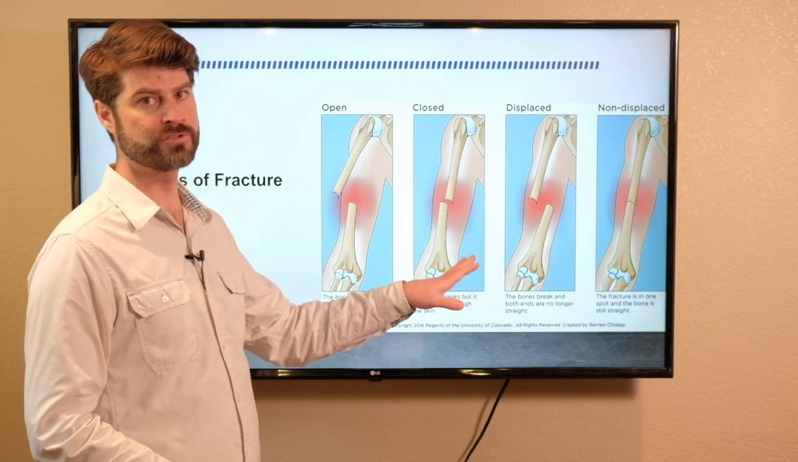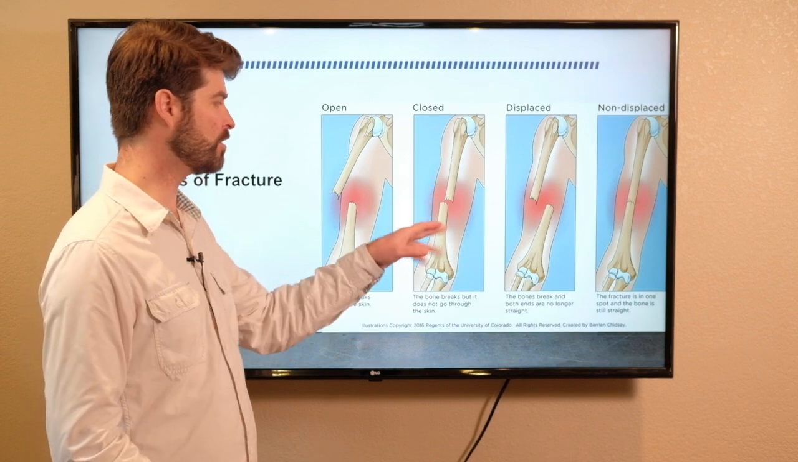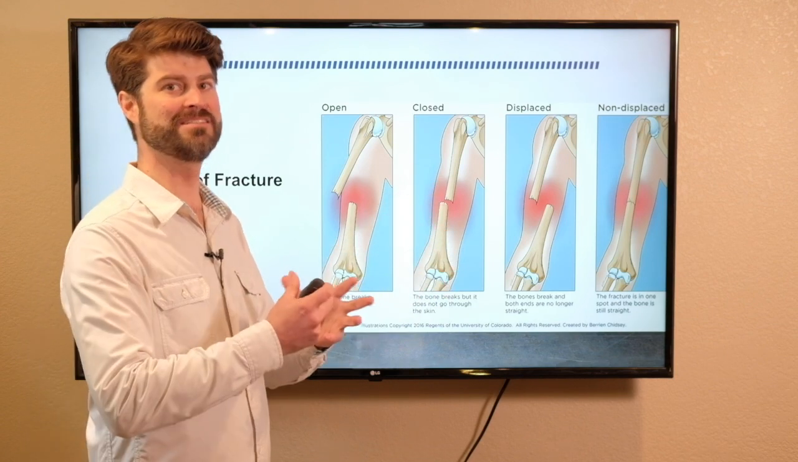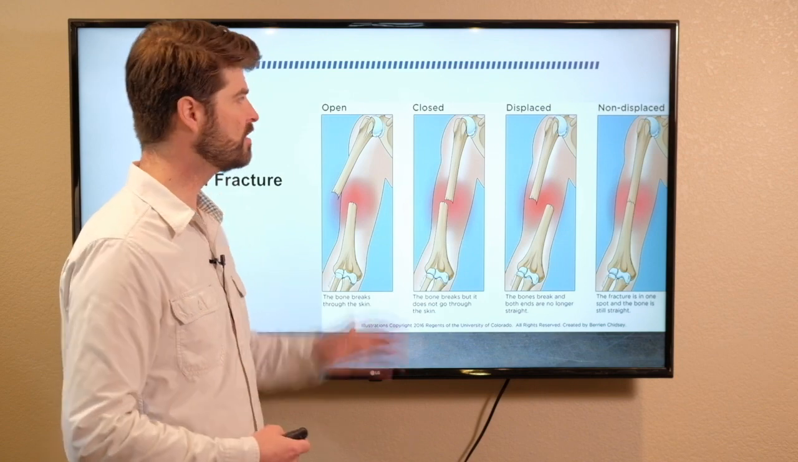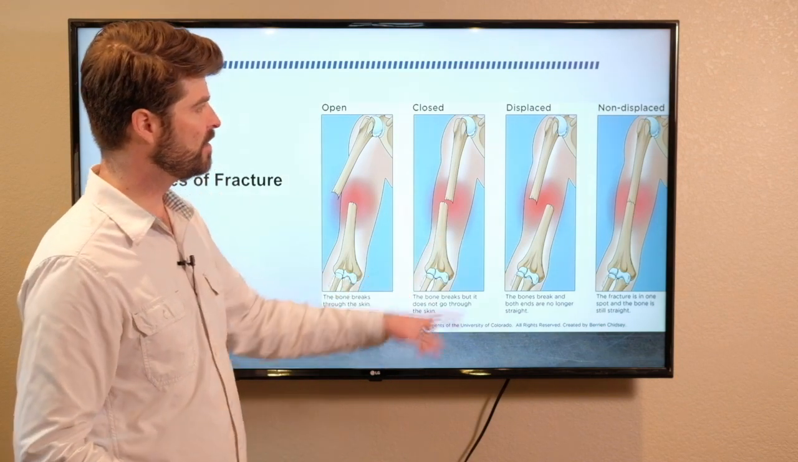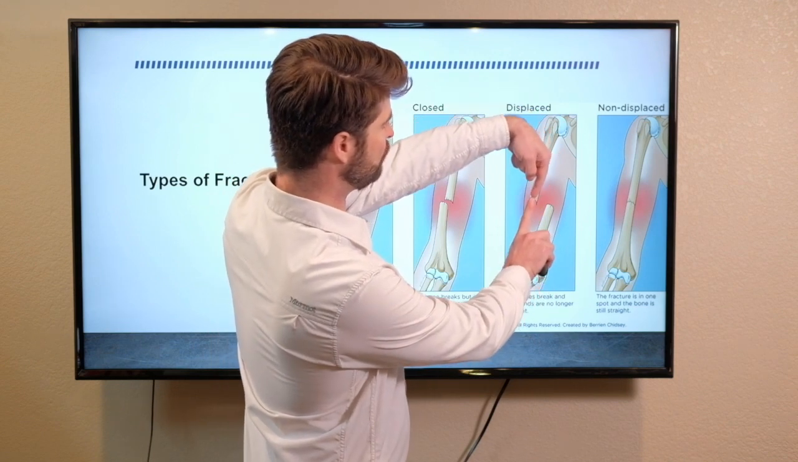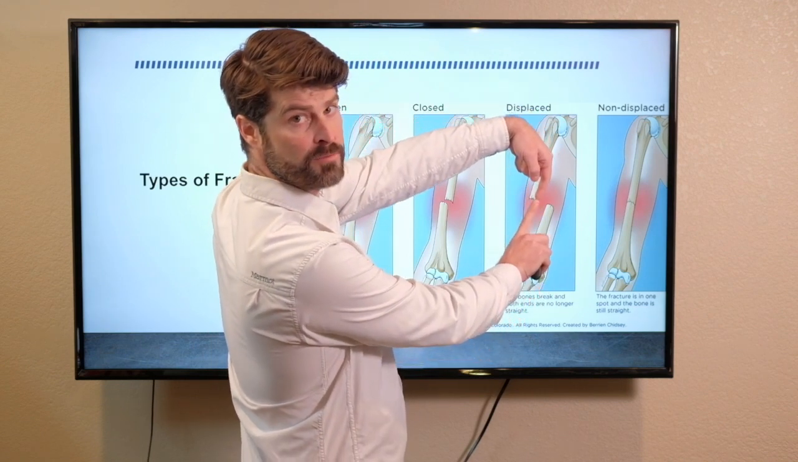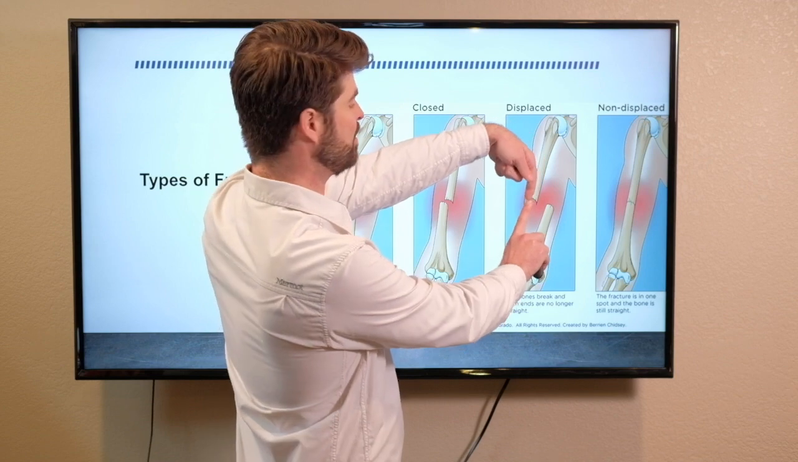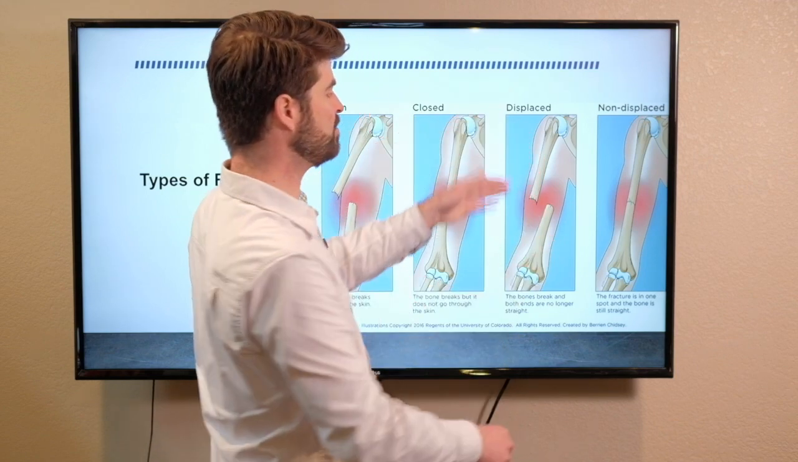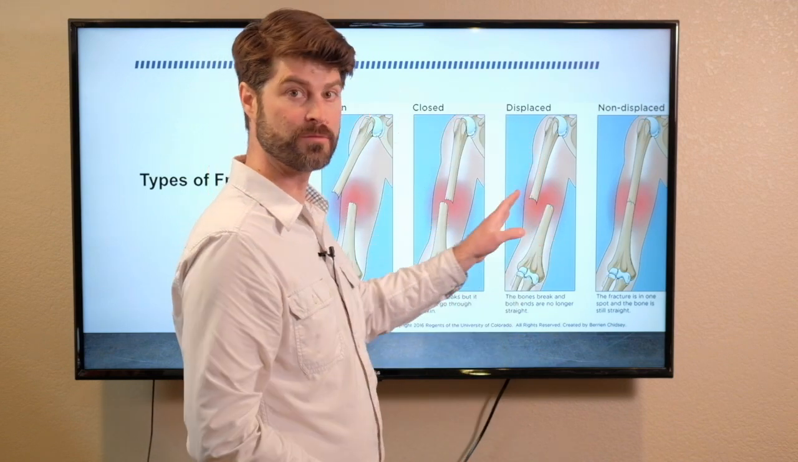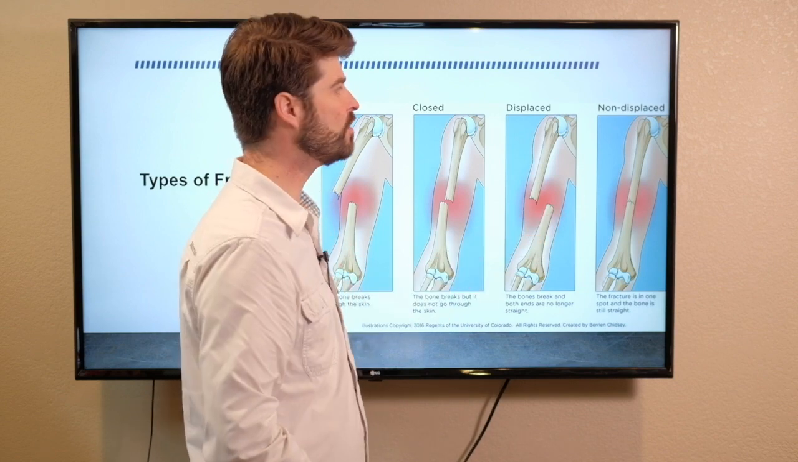Opposed to that is a closed fracture, where we have our broken bone, but it remains inside intact skin, so it's inside the body. That'd be our closed fracture. Next is displaced. This is where the two broken ends are no longer pointed in the same direction or anatomically aligned. They're not aligned, so the fracture is displaced. The bone is displaced relative to itself.